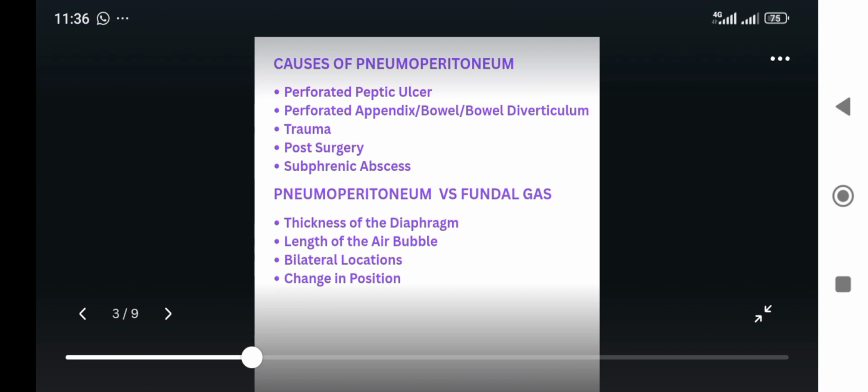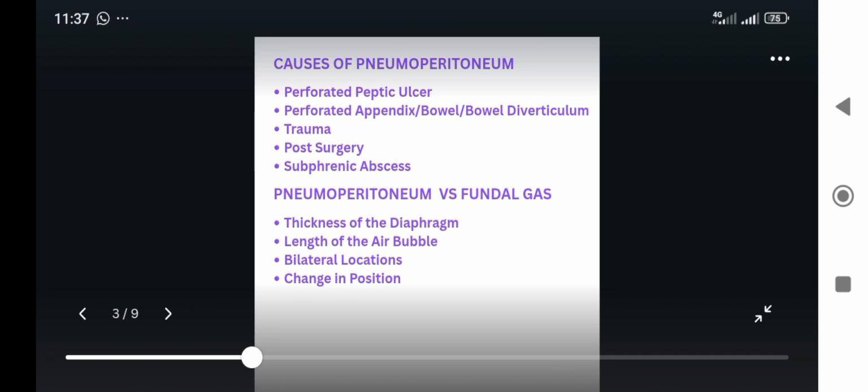We'll look at the thickness of the diaphragm. Is it thick? If it is thick, then it's probably fundal gas. But if it's thin, then it's expected that the air is showing only the thickness of the diaphragm and not the thickness of the stomach added to the thickness of the diaphragm, because the fundal gas will show the thickness of the stomach with the thickness of the diaphragm.